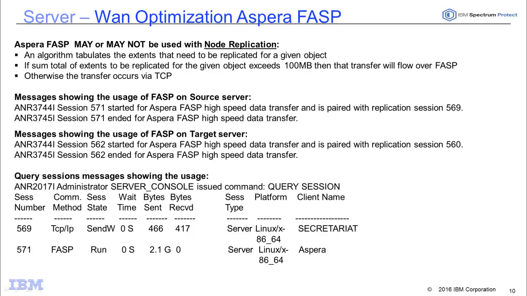Now, when you do node replication, Aspera FASP may or may not be utilized. The reason for this is that we have an algorithm that tabulates the number of extents that need to be replicated for a given object. And if this exceeds 100 megabytes, then we will transfer it with FASP. However, if it's less than 100 megabytes, we'll utilize TCP/IP. We will log informational messages on both the source server and target server, showing you that replication was started with Aspera FASP. You can also do a query session, and that'll show you the communication method of either TCP/IP or FASP.